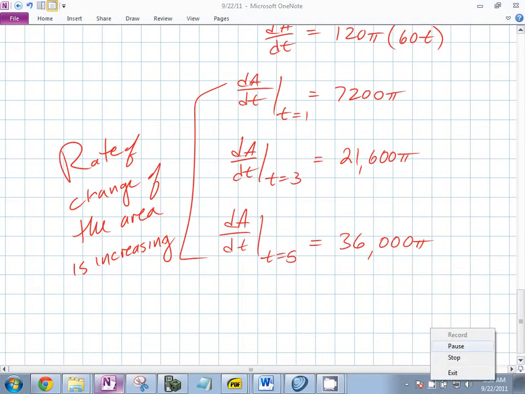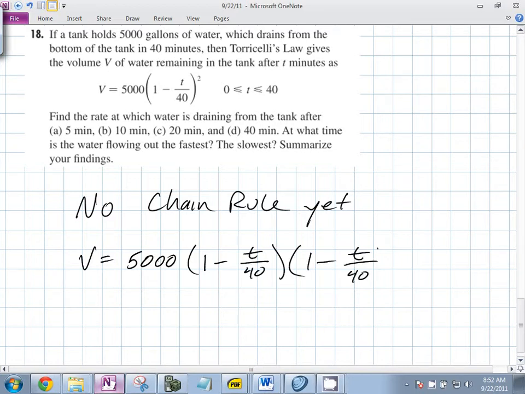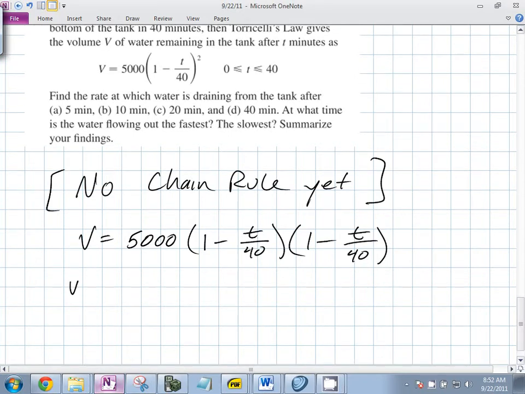Okay. Any last ones you want? You have to distribute. Yes. Volume is equal to 5,000 times... You could do this instead. You could turn it into 2 functions, right? And now what can you use? The product rule. So dV/dt is going to be 5,000 times, what's the derivative of the first function?